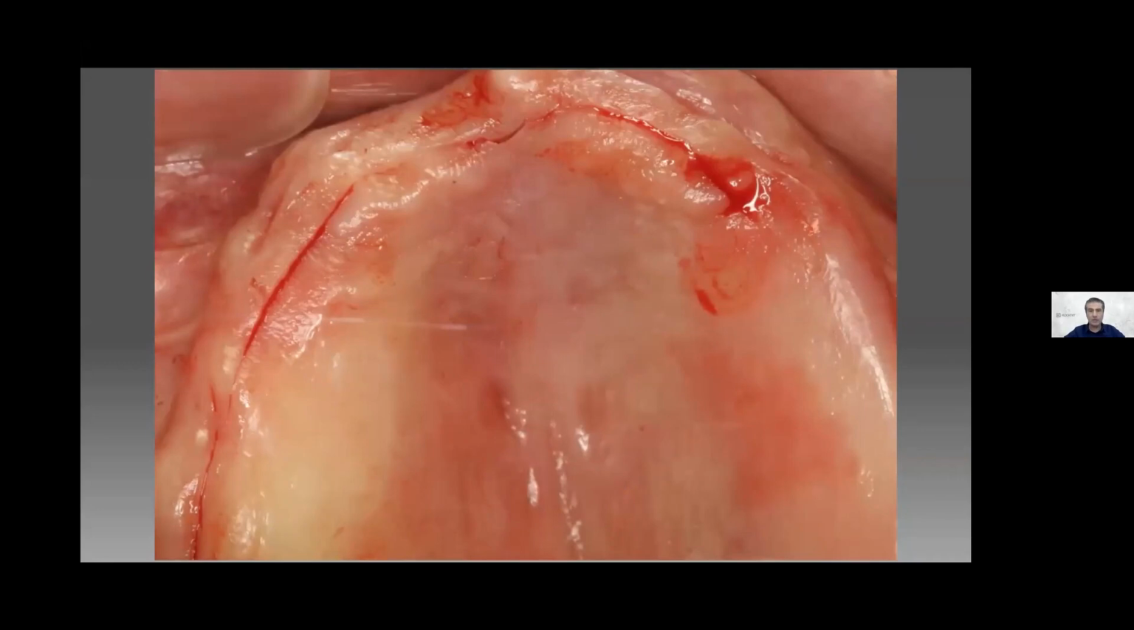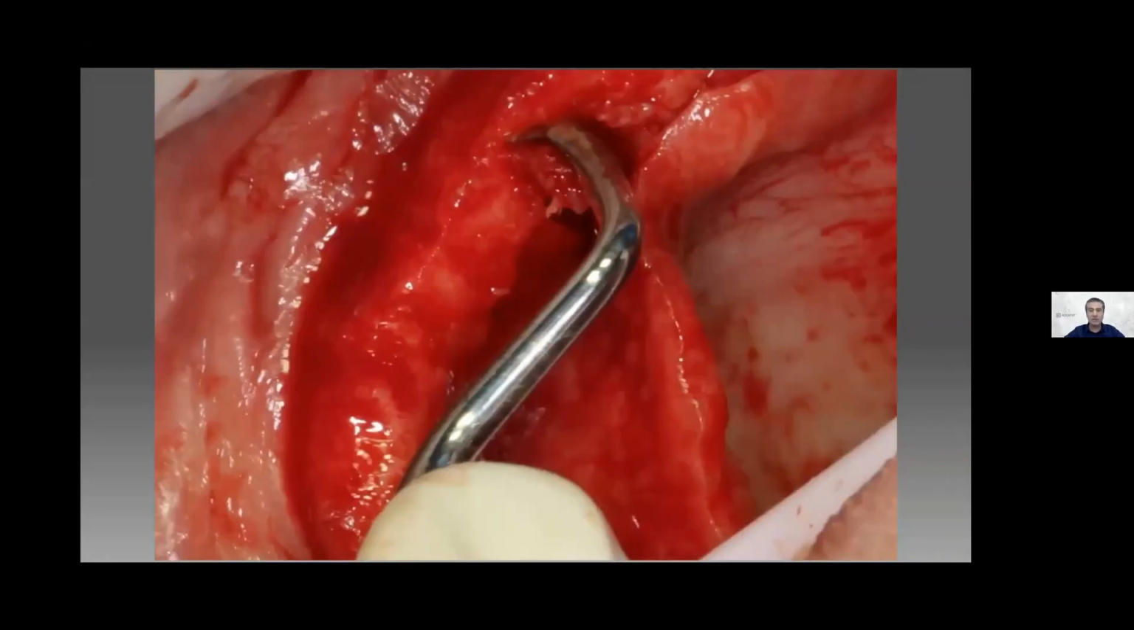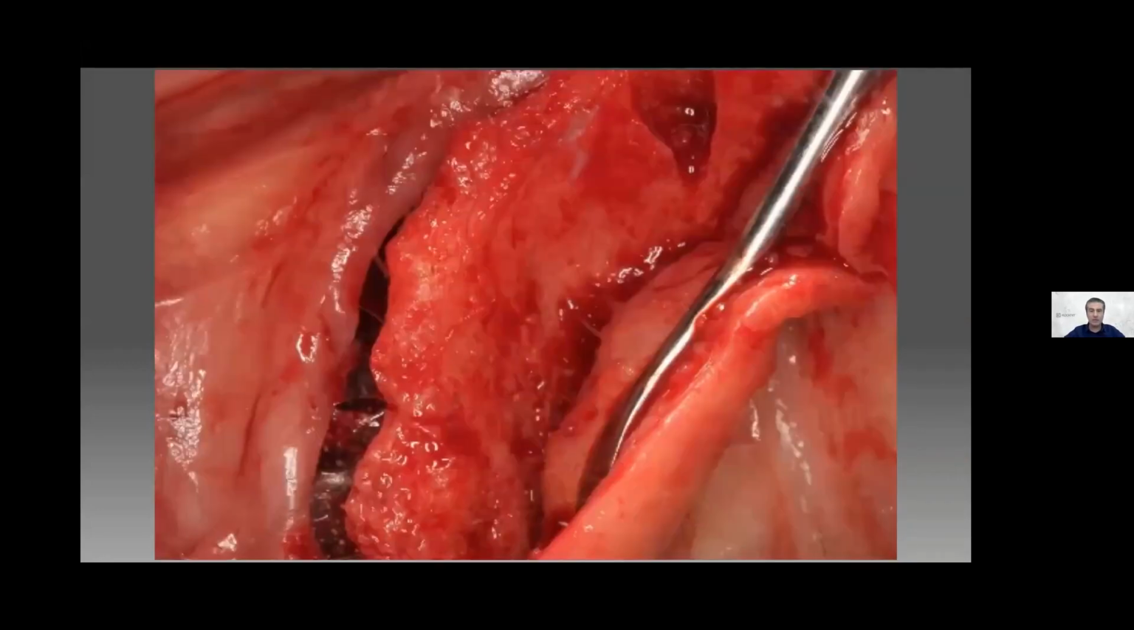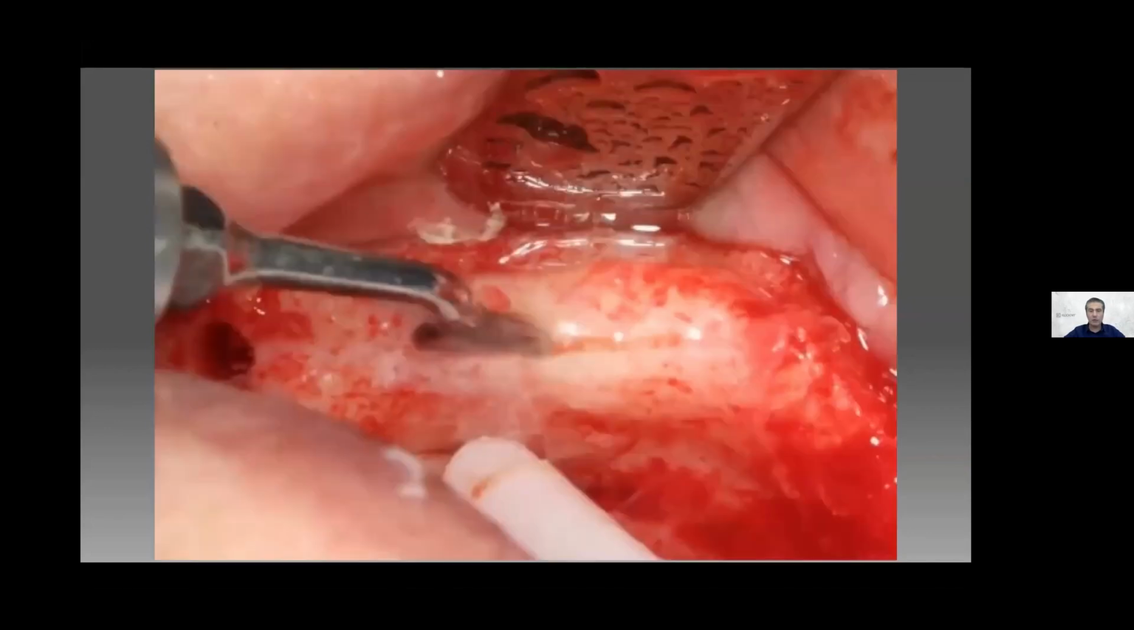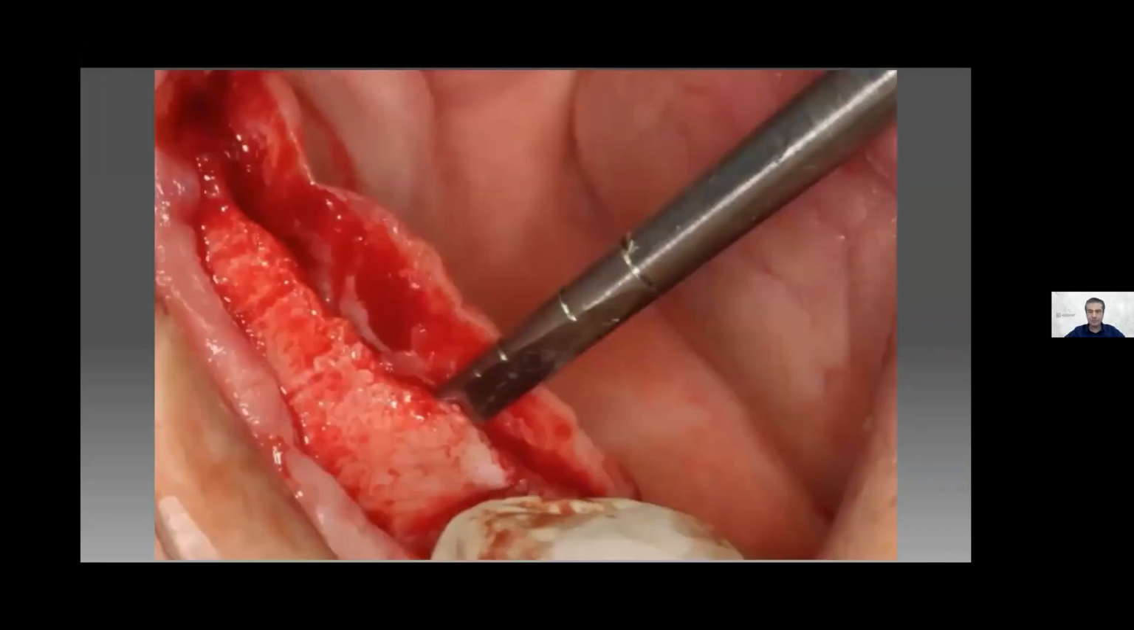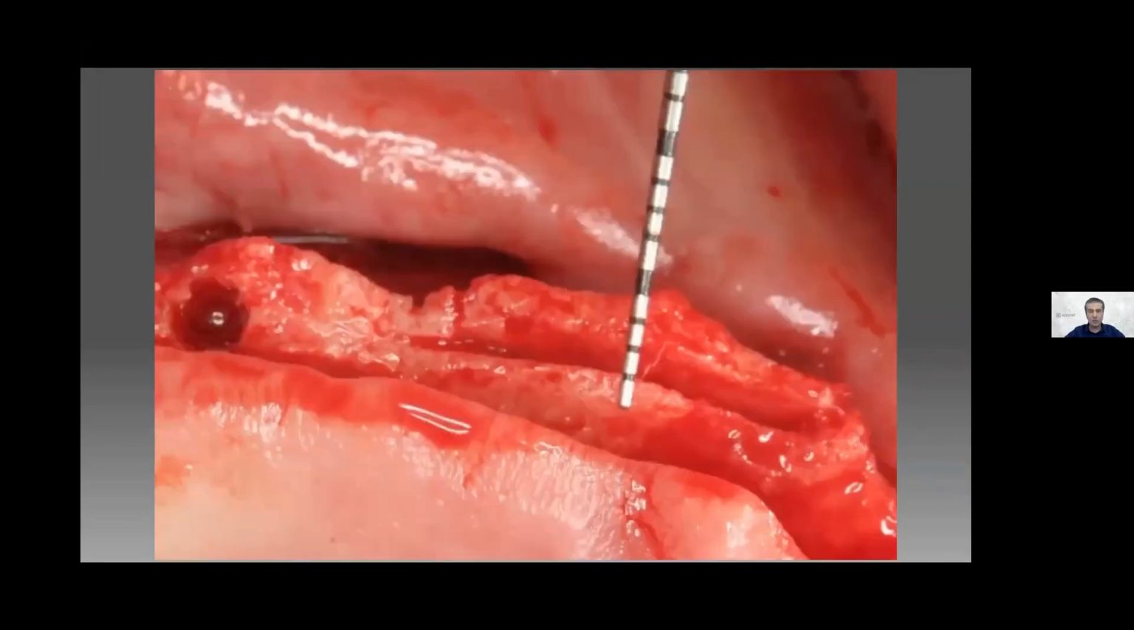So after incision, we had a little cyst in the anterior region, and here in the region 16, 14, 13, we did our first split procedure, the same way of thinking with the chisel. We divided the bone into 2 parts, one buccally, one palatally.